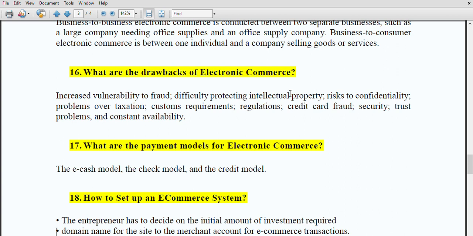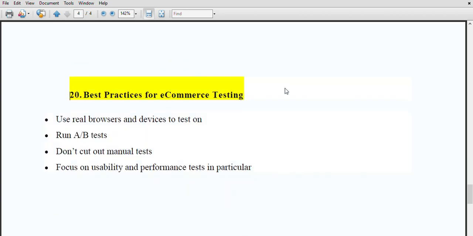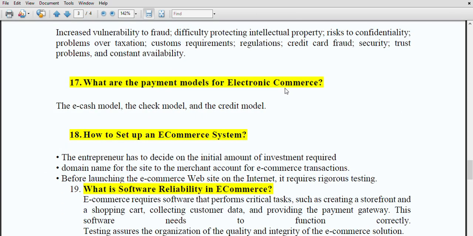Then, how to set up the e-commerce system? To set up the e-commerce system, first the entrepreneur has to decide the initial amount of investment. Then the domain name for the website has to be decided, and before launching the e-commerce website on the internet, it requires very rigorous testing. These are some points you have to remember while setting up e-commerce.